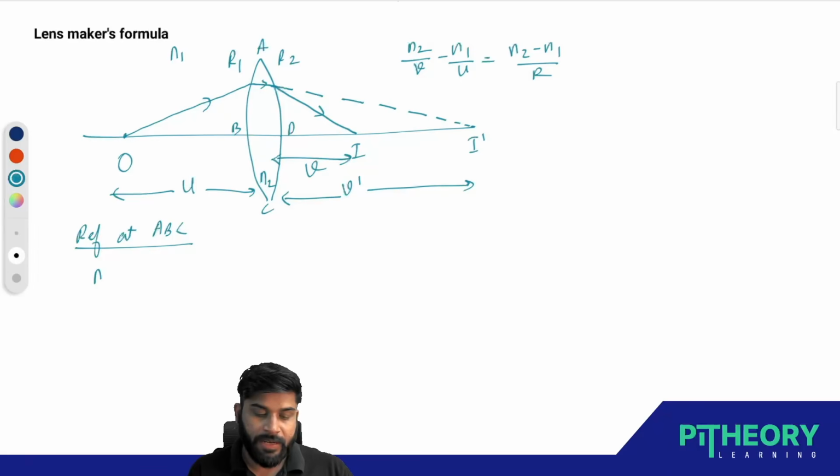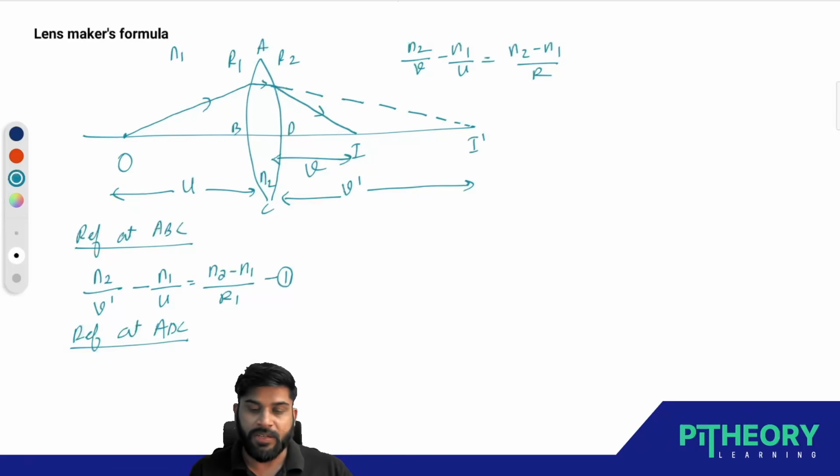The second medium is obviously N2, divided by the image distance V dash, minus the first medium N1 by the object distance U. That is equal to N2 minus N1 divided by R1. This is our first equation. Now, we do the same thing for refraction at the spherical surface ADC also. What you need to keep in mind is that the object for the second surface is the image formed by the first surface, which is I dash, correct?